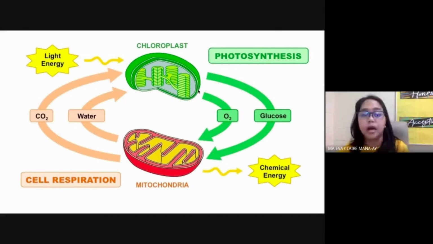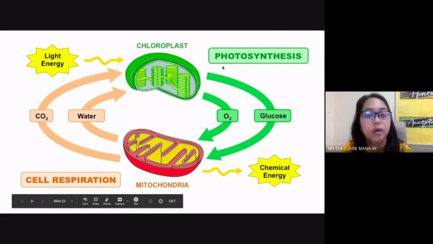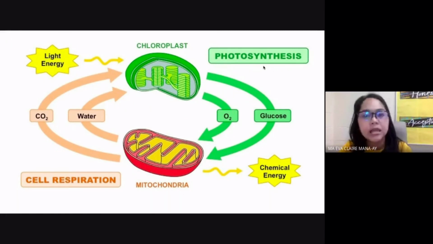And of course, as you can see here in our illustration, remember, your plants can do both photosynthesis and cellular respiration, but your animal cells cannot do photosynthesis. We can only do cellular respiration, never photosynthesis, because of course our cells do not have chloroplast.